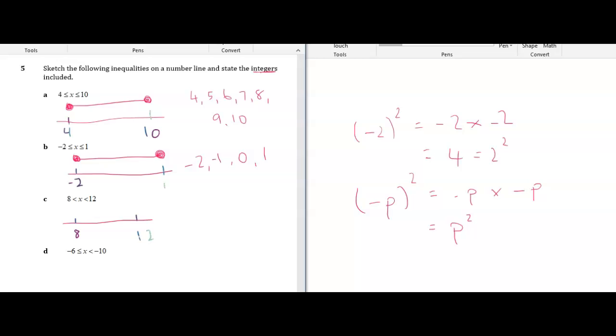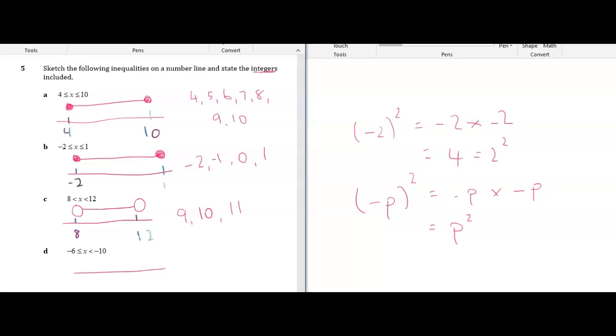Okay, 8 is less than x, so it's an open circle. So 8 isn't included, and 12 is also not included. So when we're doing the integers between 8 and 12, and 8 and 12 aren't included, we've got 9, 10, and 11.